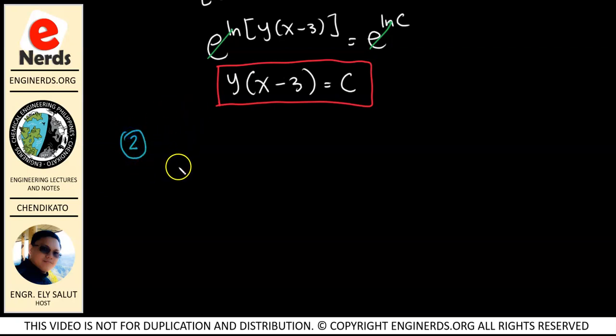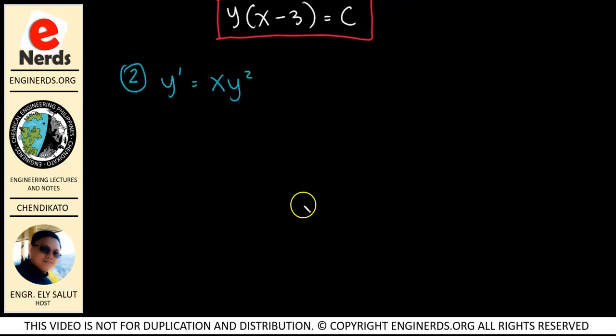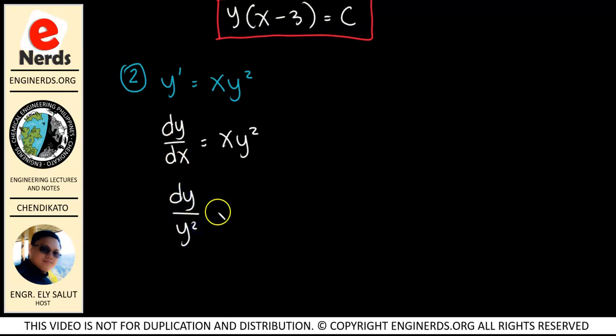Okay, so for our second problem, we have y prime is equal to xy squared. Again, we know that y prime is equal to dy over dx, so this is equal to xy squared. Okay, so katulad nung ginawa natin kanina, we're going to separate itong ating y and x. We're going to put lahat ng ating y sa dy at lahat ng ating x kasama yung ating dx. So doing that, we will have dy over y squared is equal to x dx.